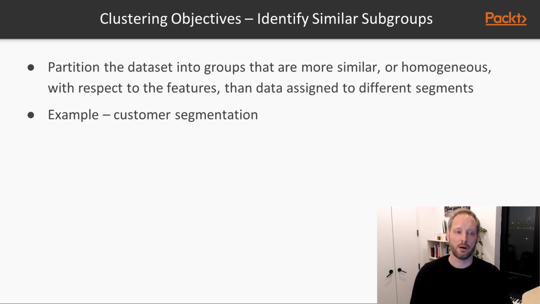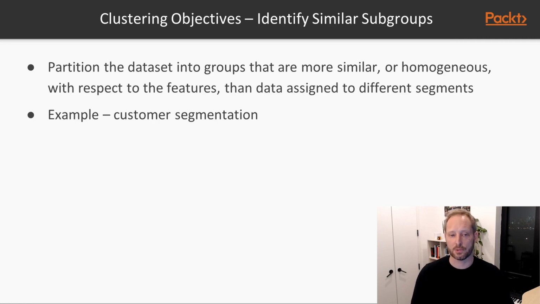So the goal of clustering is to identify similar subgroups, which means that you partition your data set into various groups where the idea is that the members of each group are more similar to each other, or that the groups are more homogeneous with respect to the features that describe them than any data or any member of any other groups.